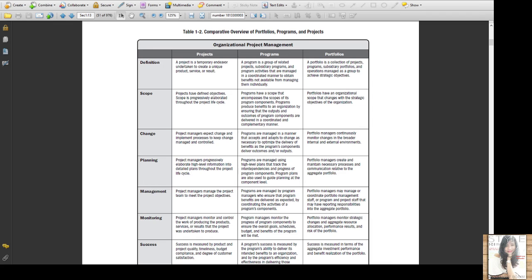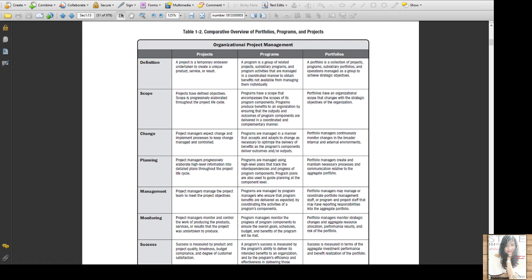In portfolios, managers continuously monitor change in the broader internal and external environment. Planning: project managers progressively elaborate high-level information into detailed plans throughout the project life cycle. Programs are managed using high-level plans that track interdependencies and progress of program components. Program plans are also used to guide planning at the component level. Portfolio managers create and maintain necessary processes and communication relative to the aggregate portfolio.